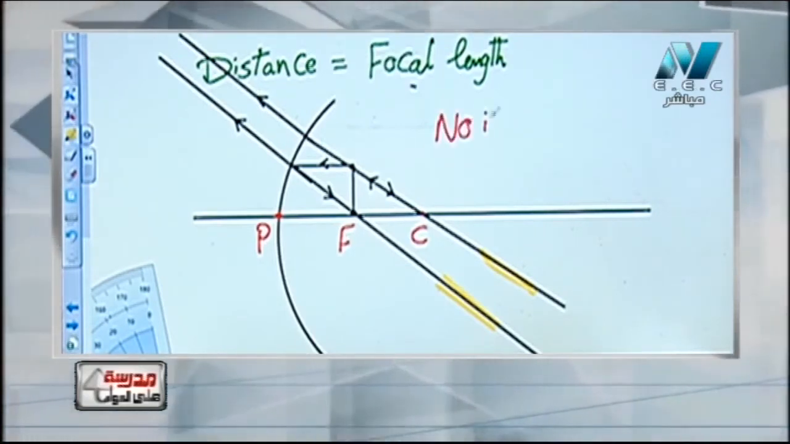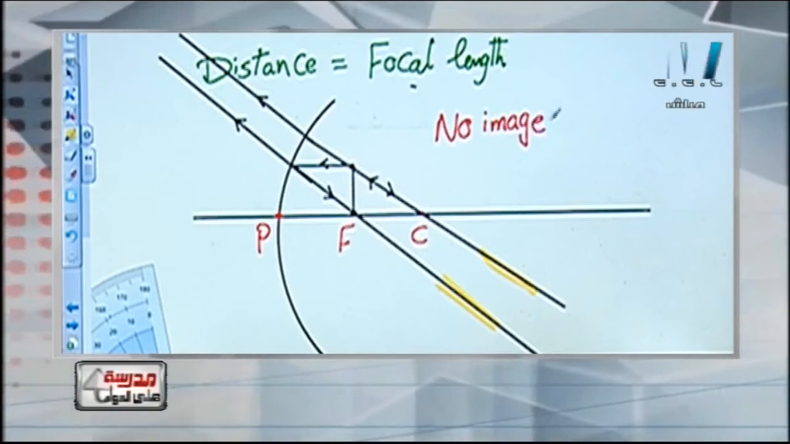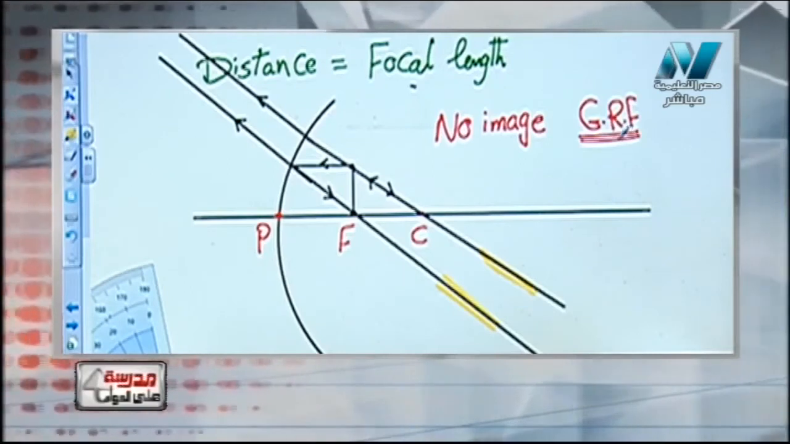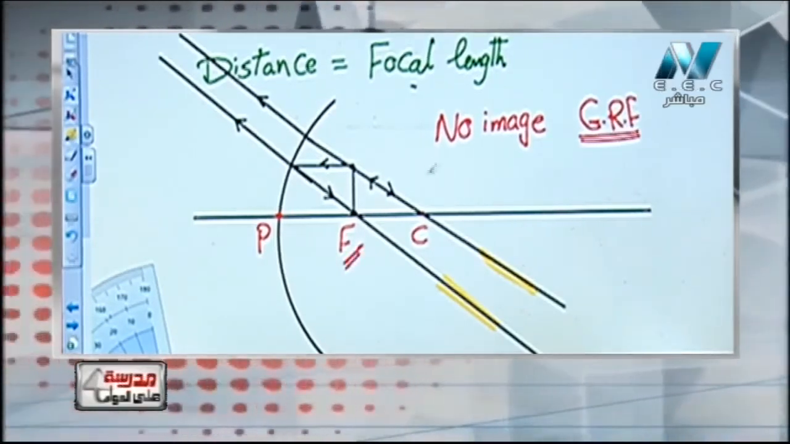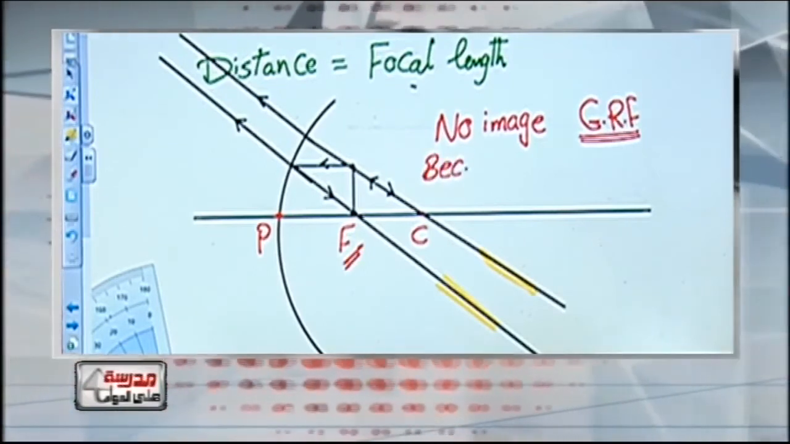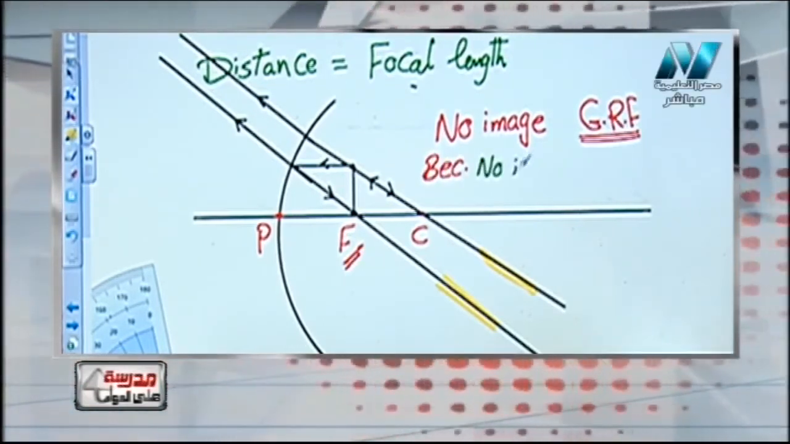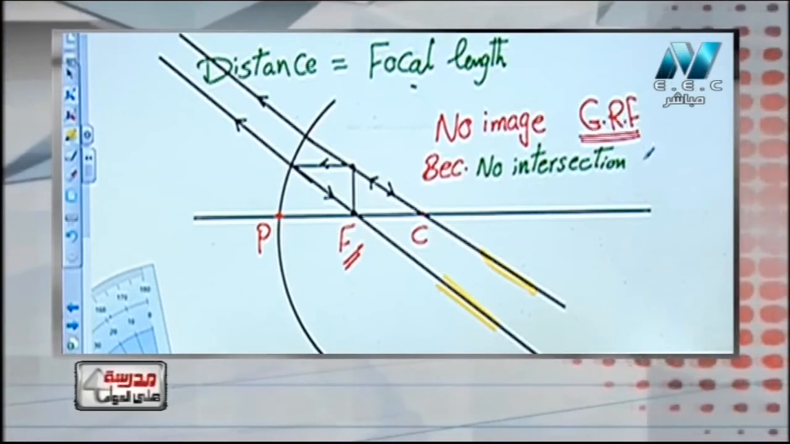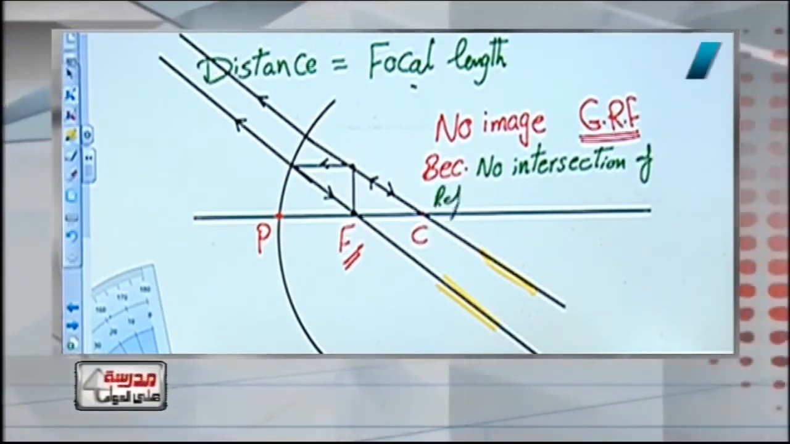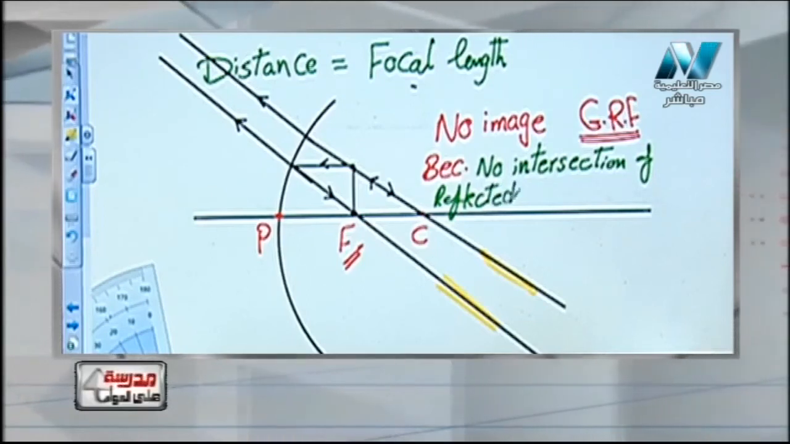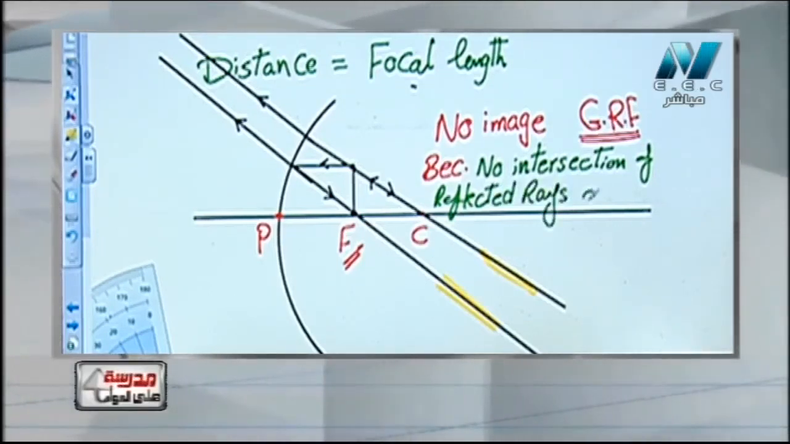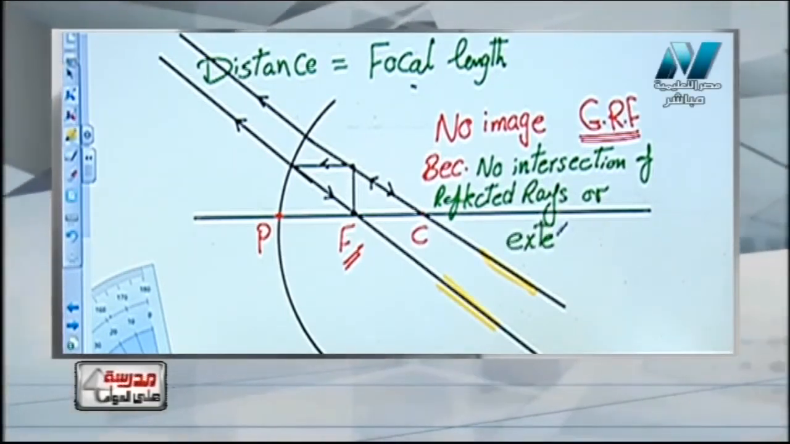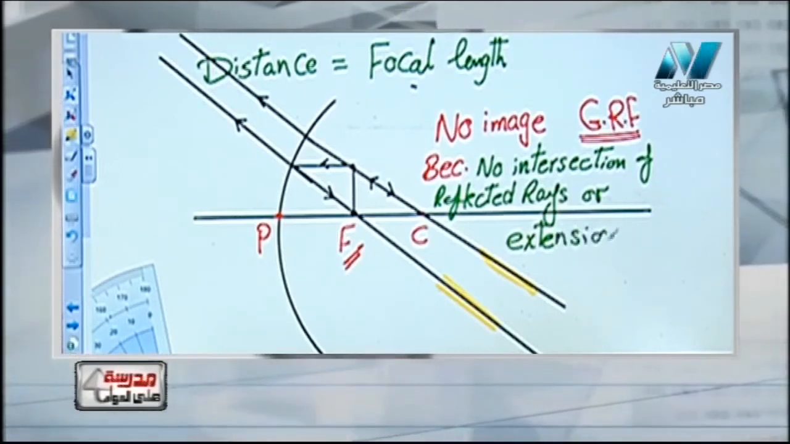So in this case, only in this case, we have no image. Give reason for: if the object is at the focus, there is no image. Why? Because there is no intersection of the reflected rays or their extensions. Okay?